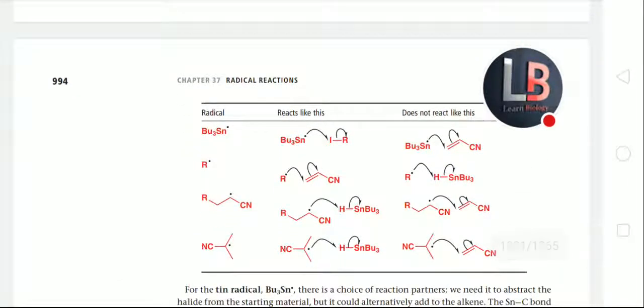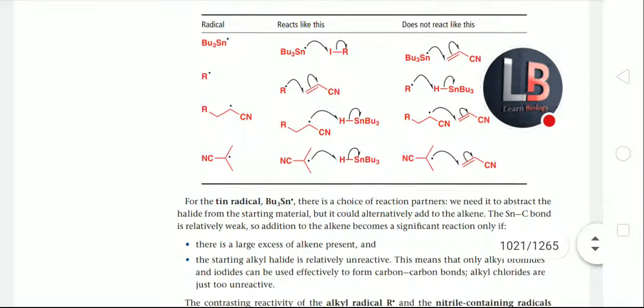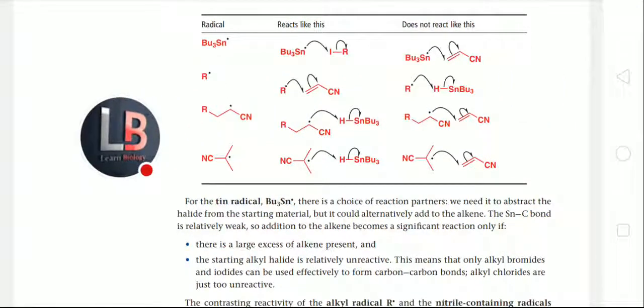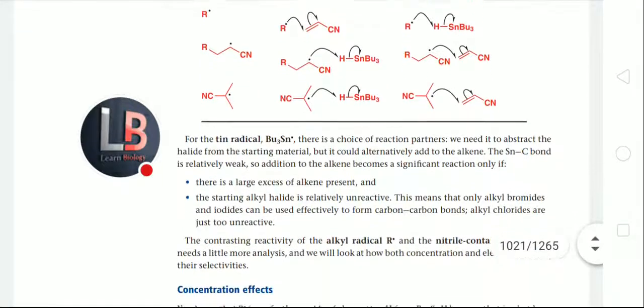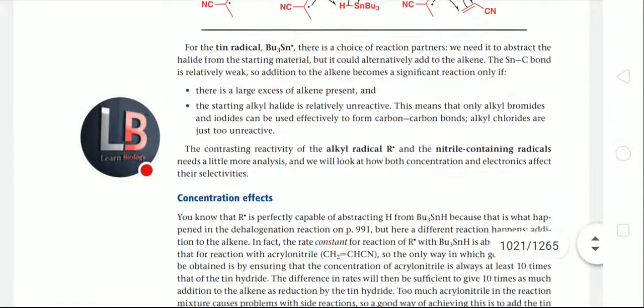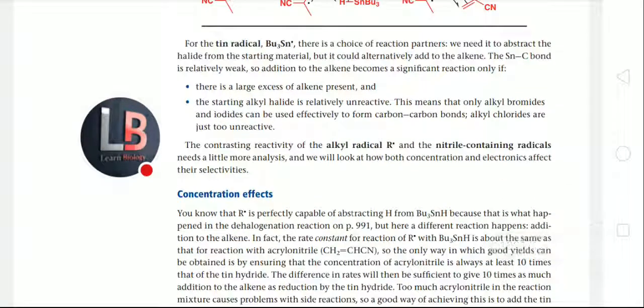Here, radicals react like this, does not react like this. Please understand this. For the tin radical Bu3Sn dot, there is a choice of reaction partner. We need it to abstract the halide from the starting material, but it could alternatively add to the alkene.